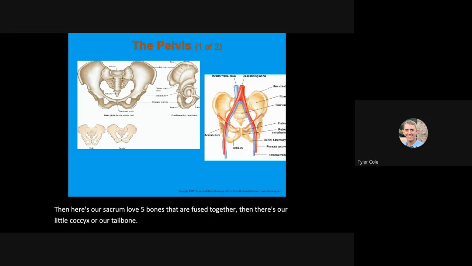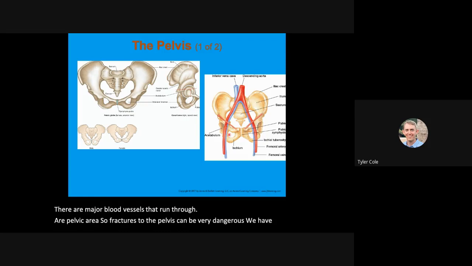There are major blood vessels that run through our pelvic area, so fractures to the pelvis can be very dangerous. We have our femoral artery that runs through here and our femoral vein. And again, if we have breaks in this region, we run the risk of lacerating these vessels.